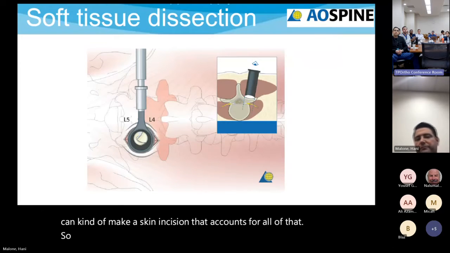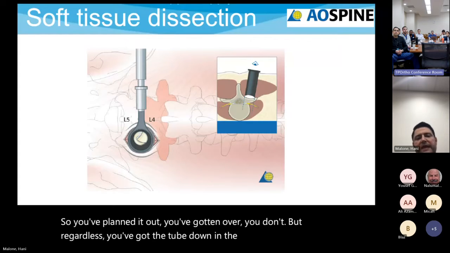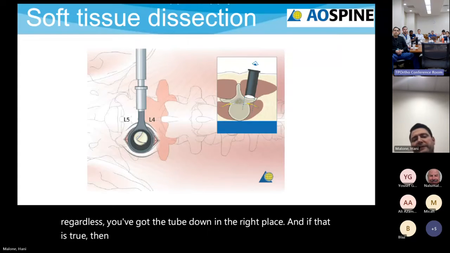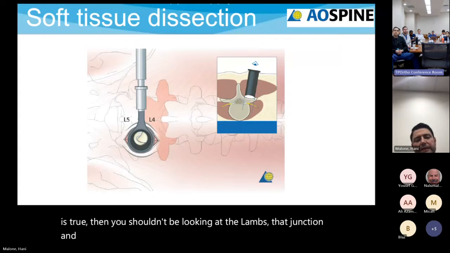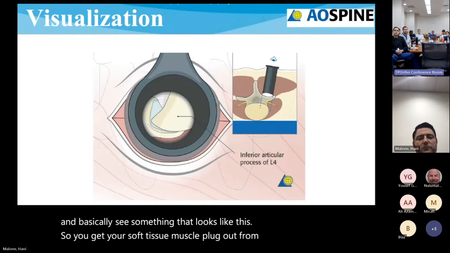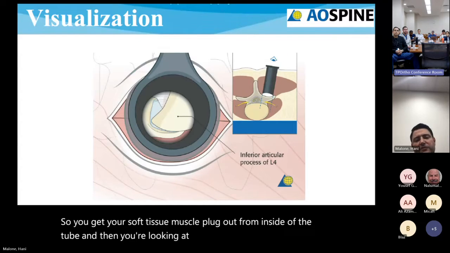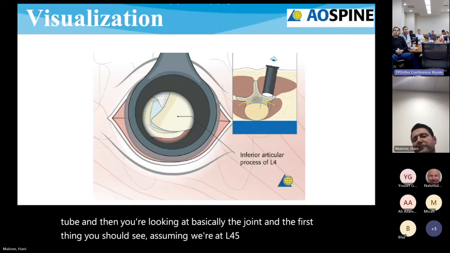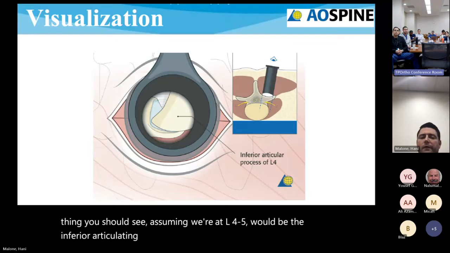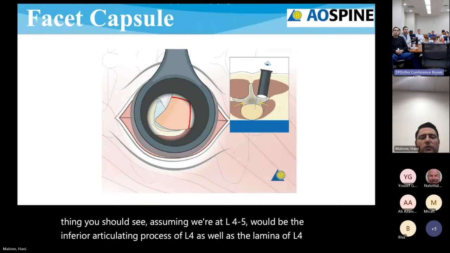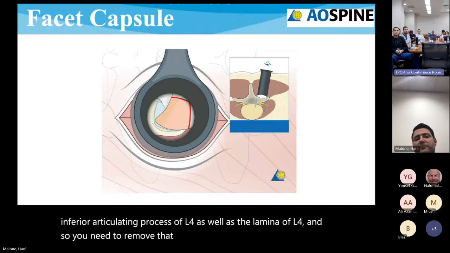So, okay, you've planned it out, you've got nav or you don't, but regardless, you've got the tube down in the right place. And if that is true, then you should be looking at the laminar facet junction and basically see something that looks like this. So you get your soft tissue muscle plug out from inside of the tube, and then you're looking at basically the joint. And the first thing you should see, assuming we're at L4-5, would be the inferior articulating process of L4, as well as the lamina of L4. And so you need to remove that, obviously, to get into the TLIF corridor.